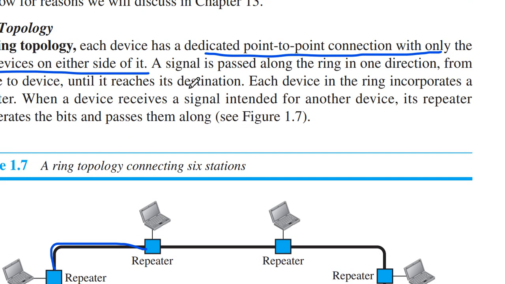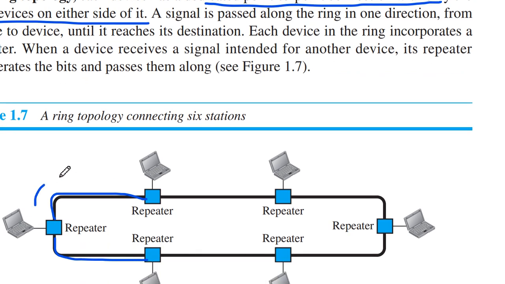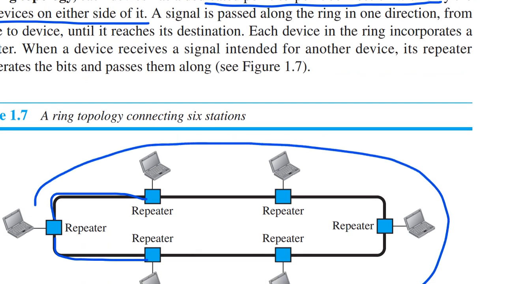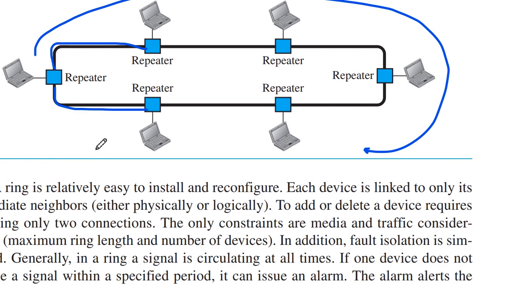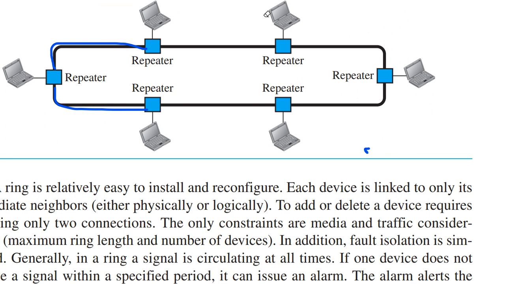Okay, a signal is passed along a ring in one direction. Say for example, the signal may transfer from here to here this way or the other way. It will not transfer both ways. Signal cannot transfer to either side of it. Only one side the signal can transfer. For example, from the first system to another system, the data is going to be sent.